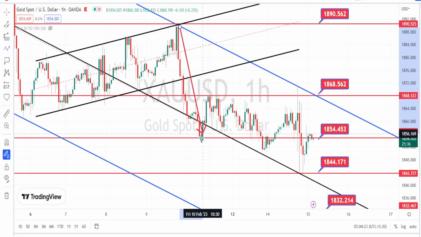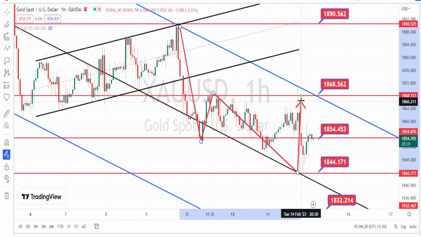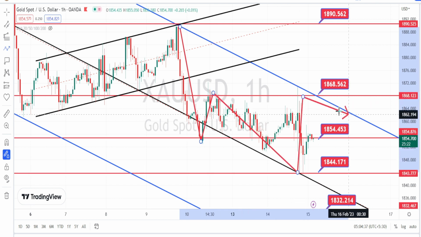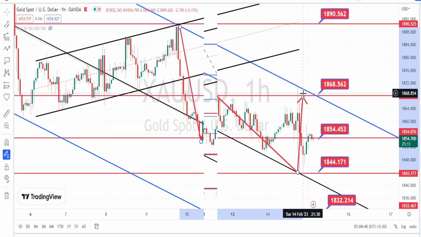But for now, the current trend of the price action in the hourly time frame is also in a bearish trend, as long as it is trading within this bearish channel pattern from the 4 hours time frame. Let us mark the support and resistance levels.